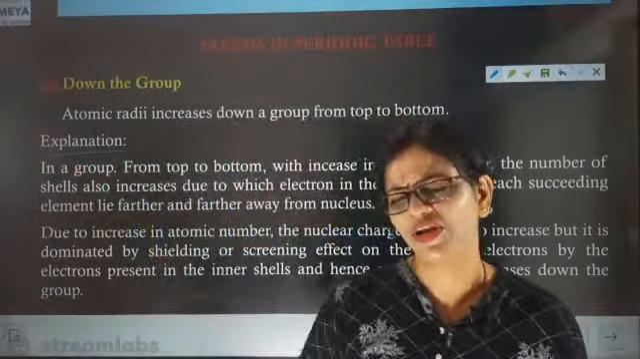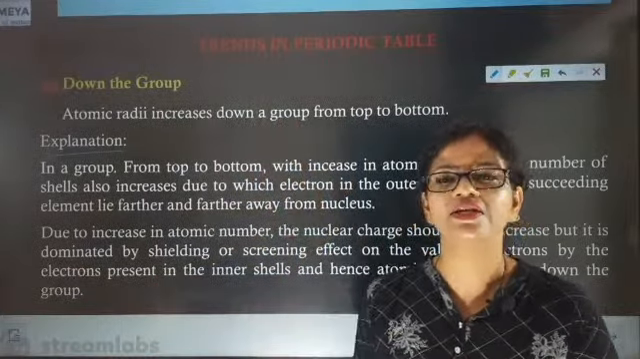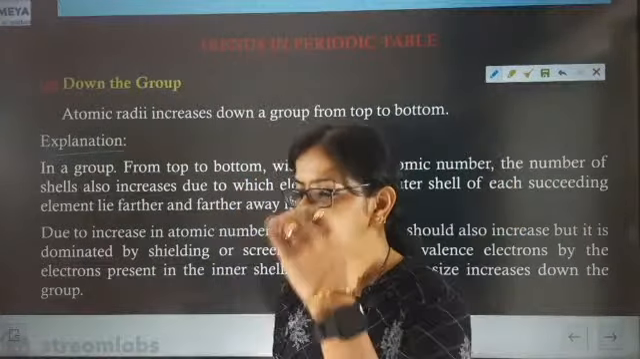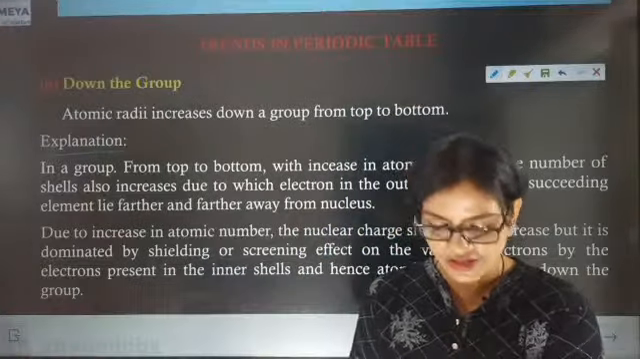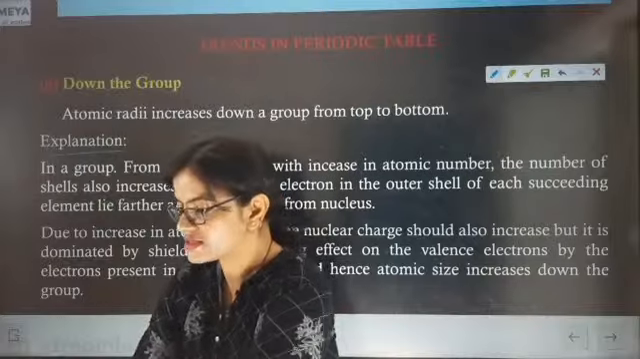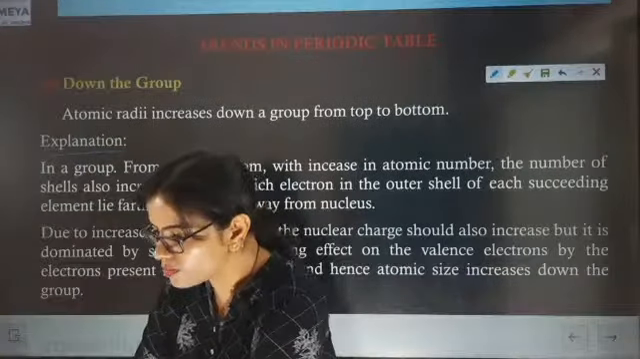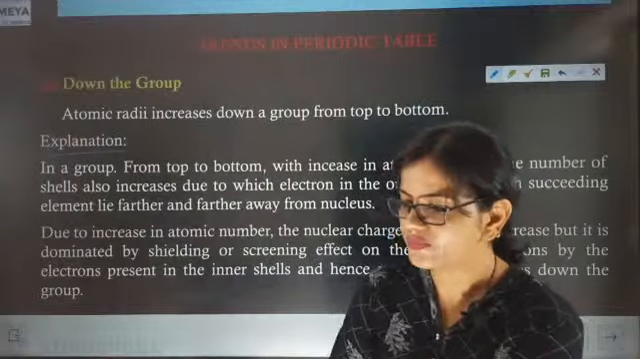Beta, what is the explanation behind the size of the atom, that is, atomic radius increasing down the group? What is the reason behind the increase in atomic radius? Akshay is telling the answer that the electron moves, more and more attraction, shrinking. That is the previous one, Akshay, correct only.